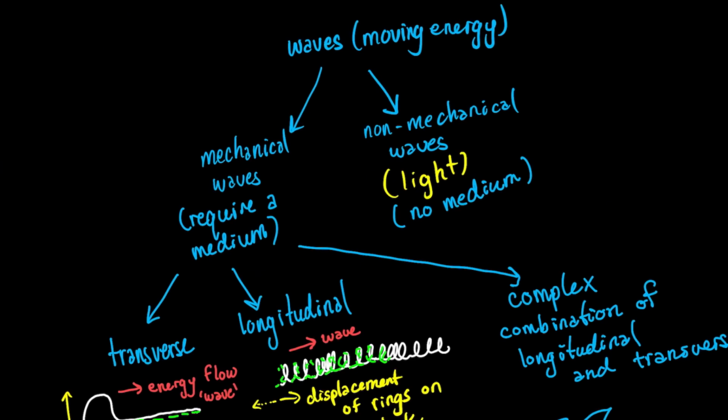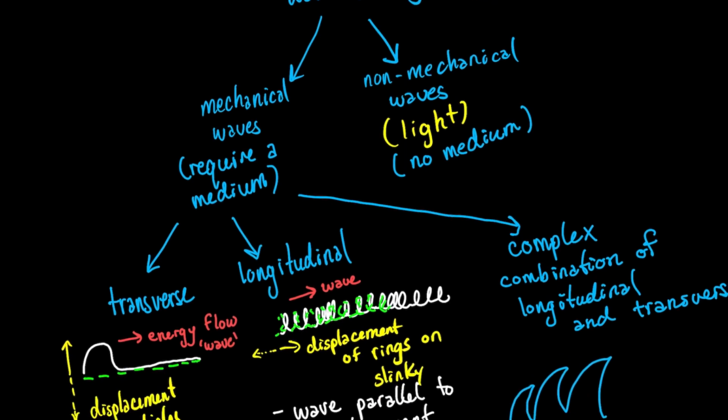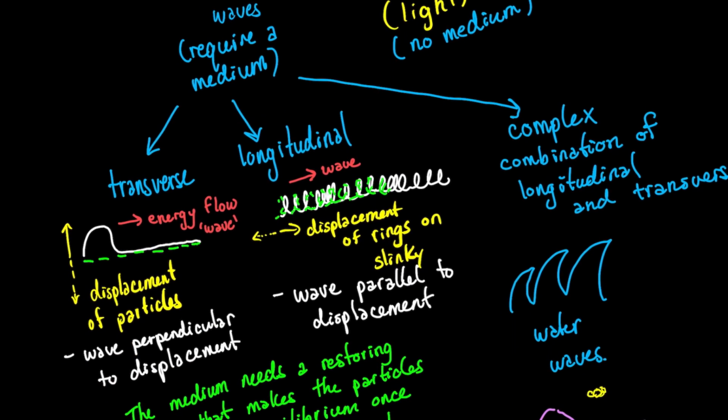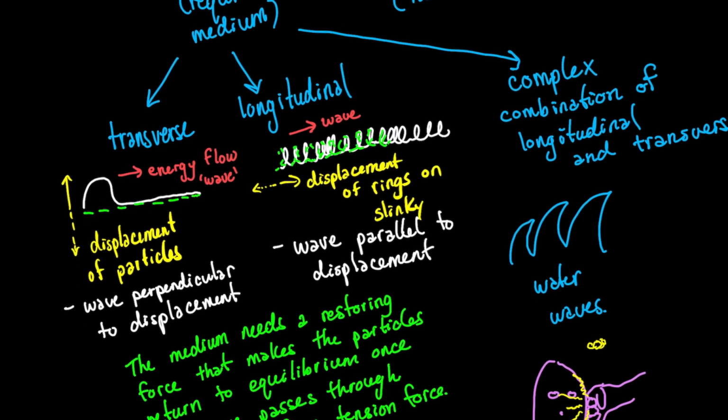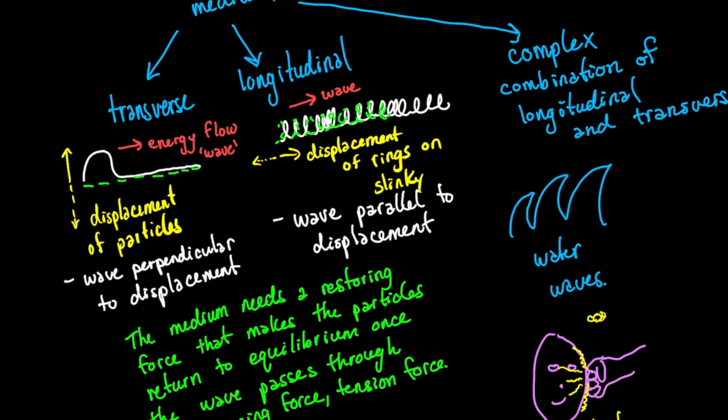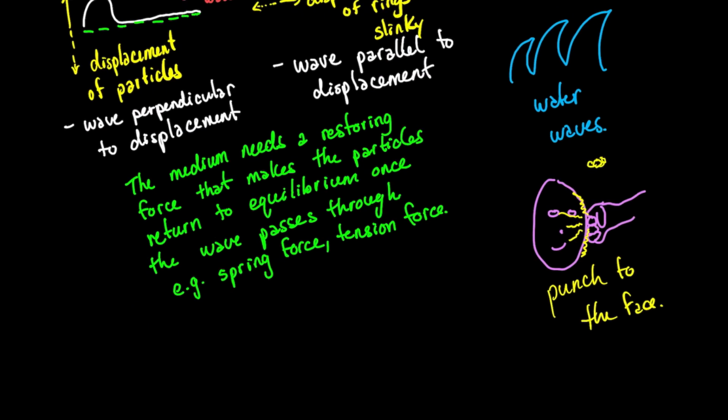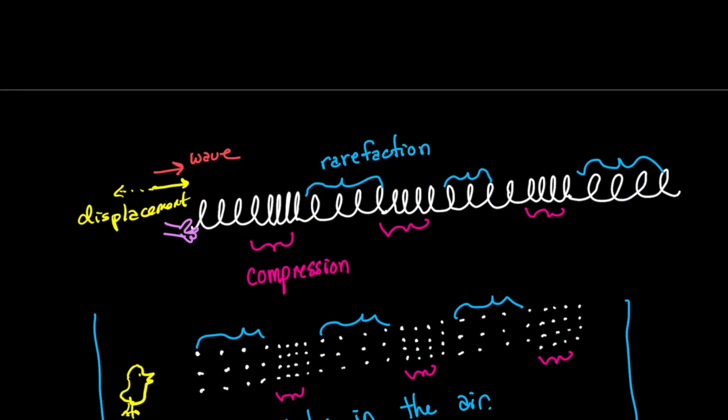Alright, so looking back at what we did, again, waves are moving energy. We can have non-mechanical or mechanical waves. Mechanical waves require a medium, and we have three types: transverse, longitudinal, or complex. We determine which it is by looking at the energy flow and the direction of the displacement of the particles in the medium. If it's perpendicular, it's transverse. If they're parallel, longitudinal. And if it's a combination of the two, we call it complex. One key feature of the medium itself is that it needs to have a restoring force, which brings the displaced particles back towards equilibrium.